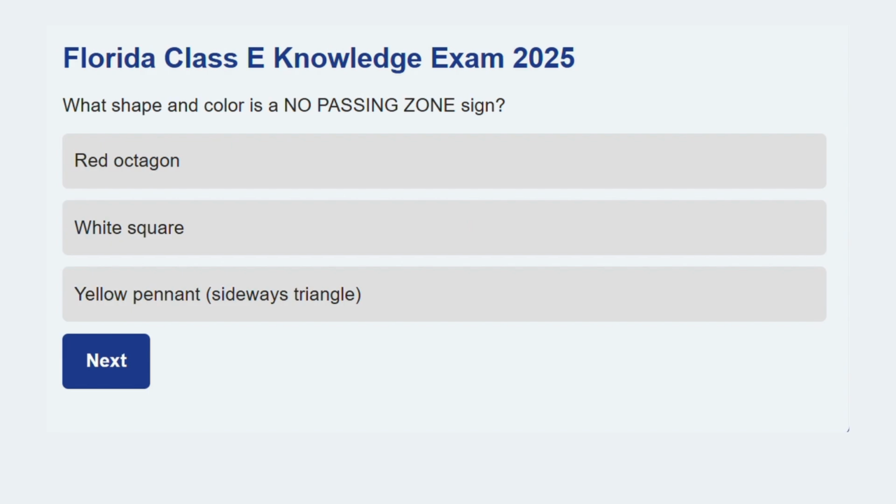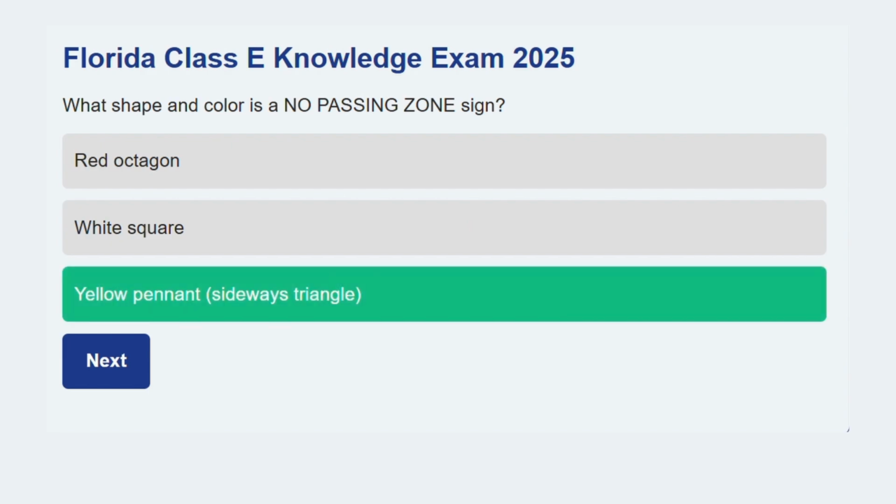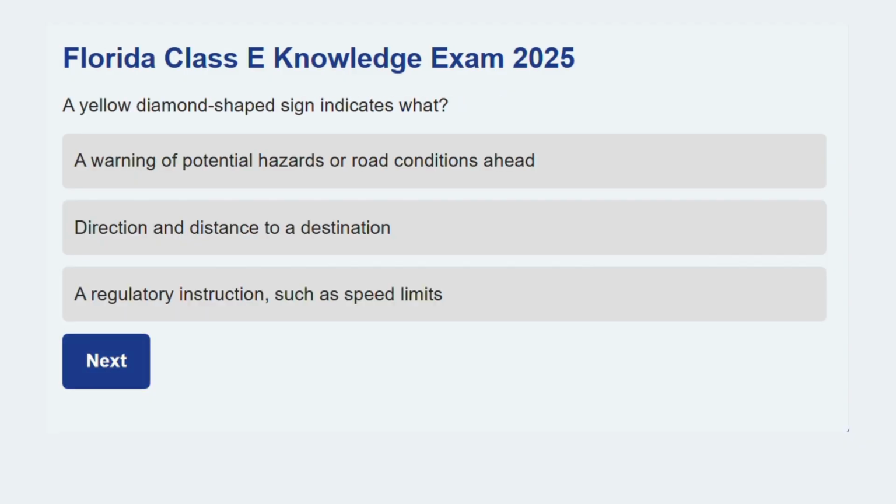What shape and color is a no passing zone sign? Yellow pennant sideways triangle. This sign is located on the left side of the road to warn drivers before the start of a no passing zone. Time for a new question.